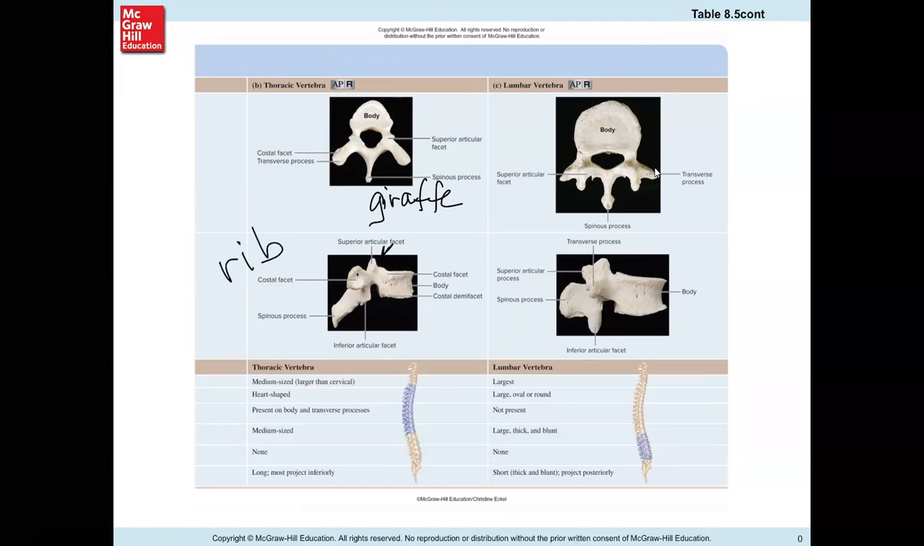Okay, so they're going to articulate with the ribs. They're medium-sized. To me, they look like a giraffe. And then these, to me, look more like a moose. Here's the little thing hanging off of their chin, right? And the big antlers. So these are just a lot thicker.